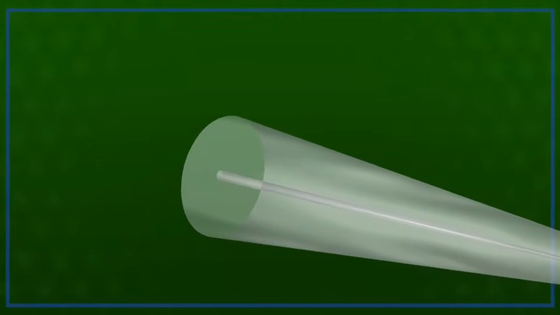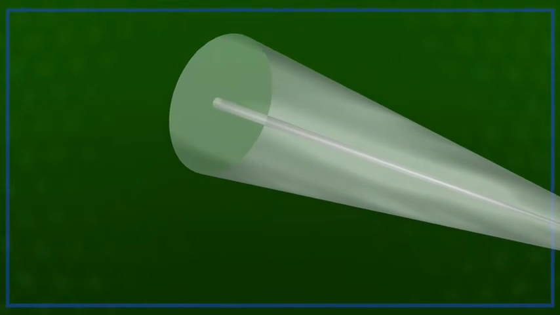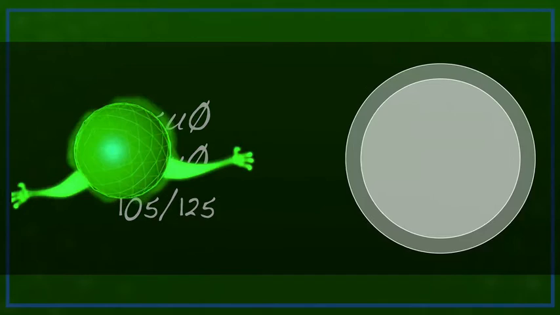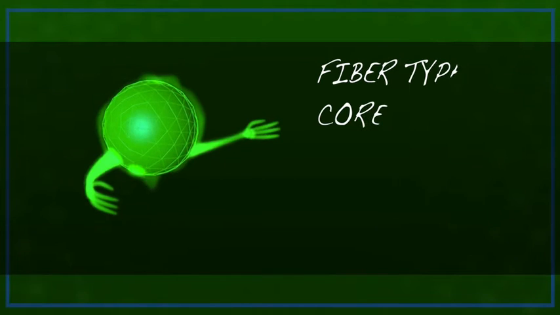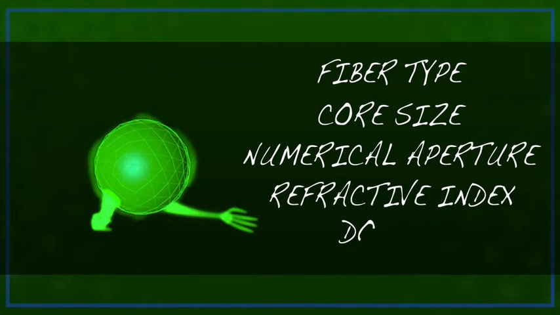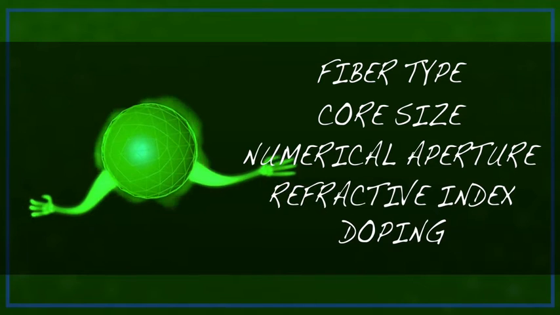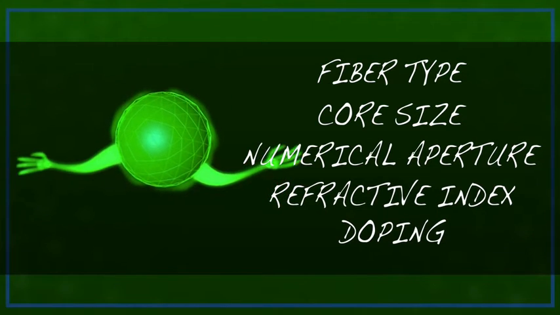We use standardized nomenclature to specify the relative sizes of the core to the cladding. For example, 10-125 represents a single-mode fiber with a core of 10 micrometers in diameter and a cladding of 125 micrometers. A 105 micrometer core with a 125 micrometer cladding is represented by 105-125. Even though we know we can send light down a fiber, there are many variables that come into play. Fiber type, core size, numerical aperture, refractive index, and doping all contribute to expand the range and possibilities of light propagation. However, we strive for single mode, remember?